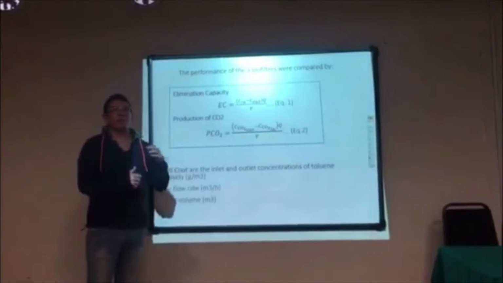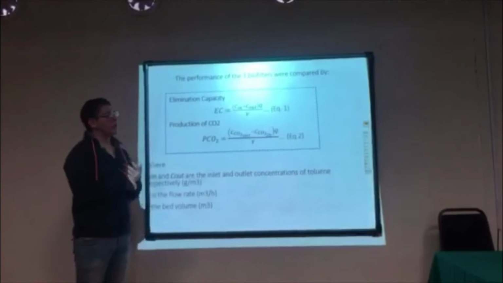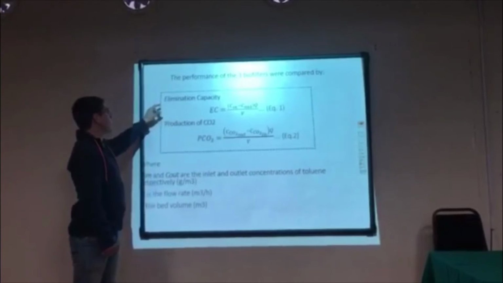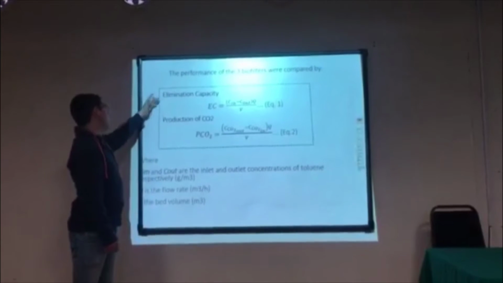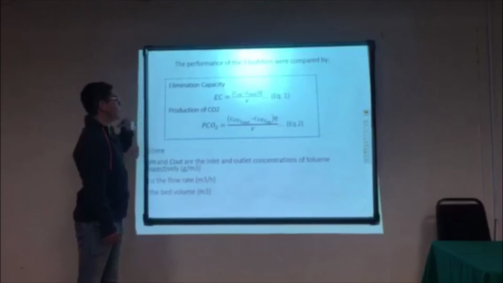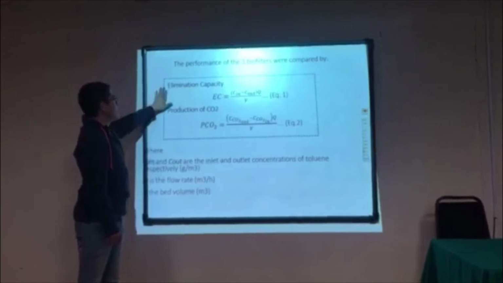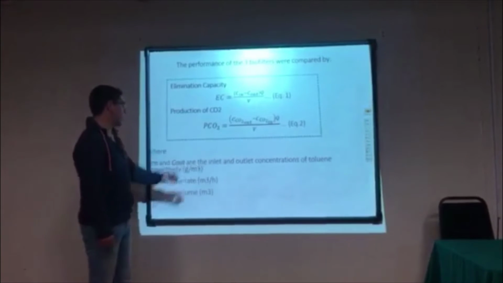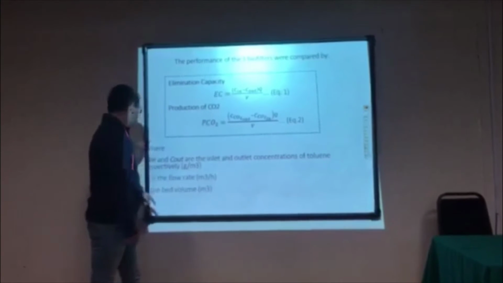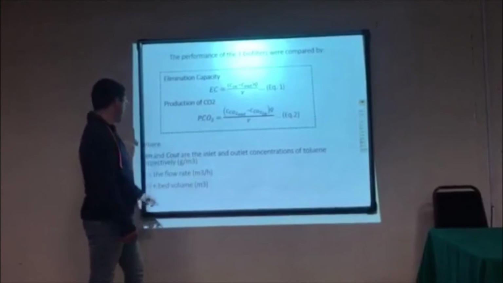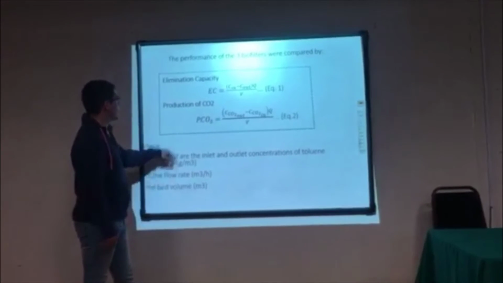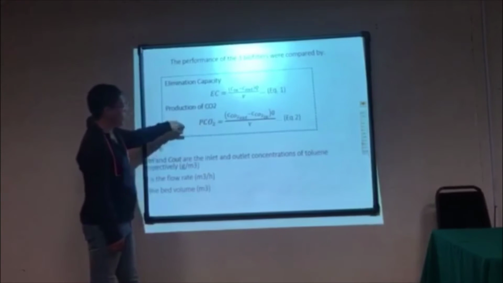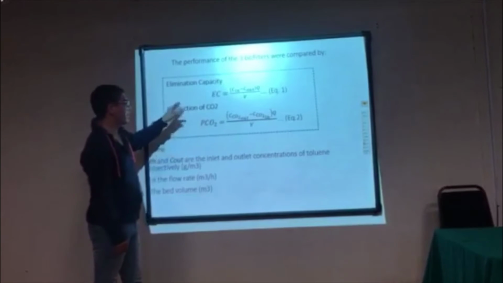Well, the performance of each biofilter was compared mainly with two equations: the elimination capacity and the production of CO2. The elimination capacity is based on the inlet and outlet concentration of toluene and the flow rate, divided by the bed volume, and the production of CO2 was the inlet and outlet concentration of CO2.